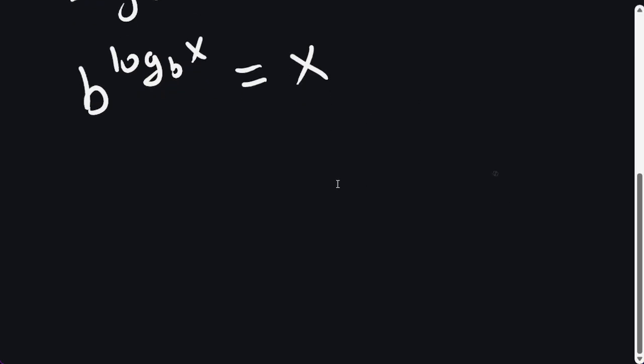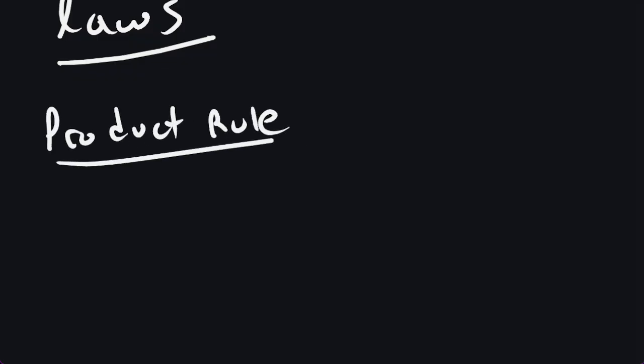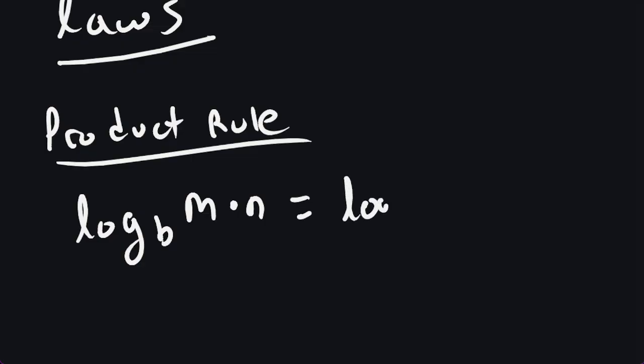And now let's talk about some of the laws of logarithms. So let's talk about some of their laws. Very similar to exponents, there's also a product rule for logarithms. So the product rule we'll talk about. So it states that log base b of m times n equals log base b of m plus log base b of n.